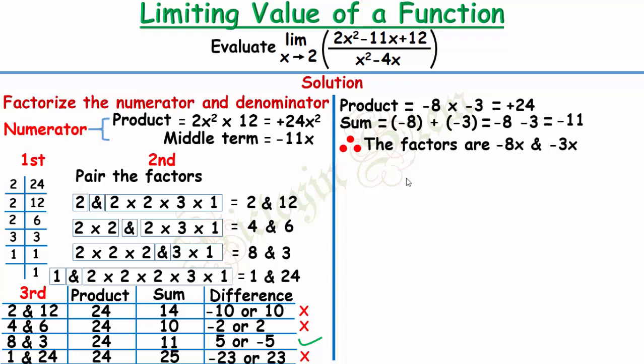We intend using. So I'll write out my question: limit as x approaches 2 of this algebraic fraction, but I'm going to replace minus 11x with the two factors that we have gotten. So the question now is this: why did I have to use minus 8 first before minus 3? You're at liberty to use them interchangeably. You could have minus 3x here and minus 8x here. When you factorize, your answer will be the same.